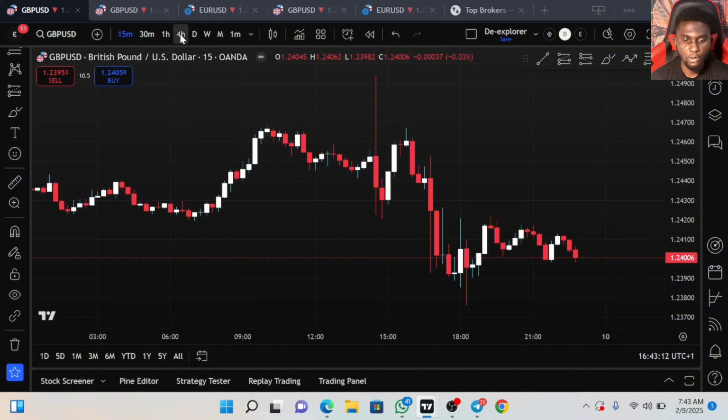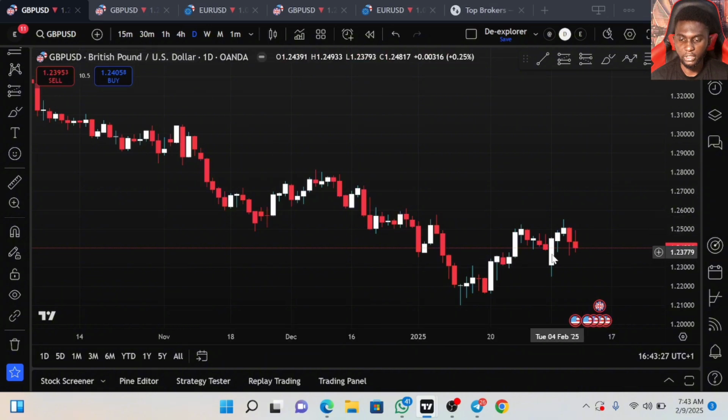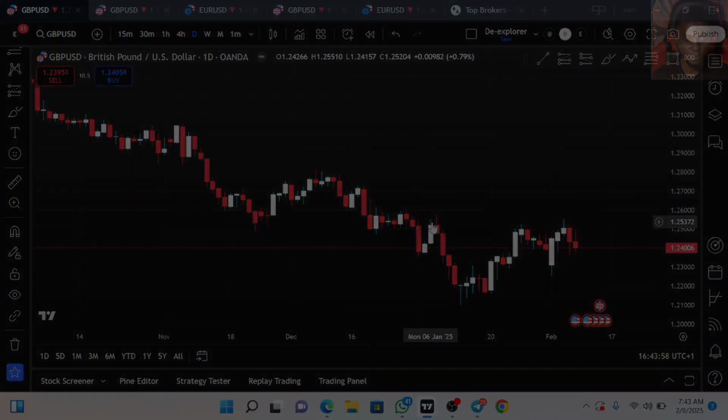Now, when you go to the 4-hour time frame, it means it takes 4 hours for a whole candle to form, and so on and so forth. Same with the daily time frame. It takes a whole day. If I go to this next candle, you can see this is Thursday. If I go to this one, you can see this is Wednesday. So each candle takes a day to form. Same thing when you go to the weekly. Each candle takes 1 week to form. That is it.